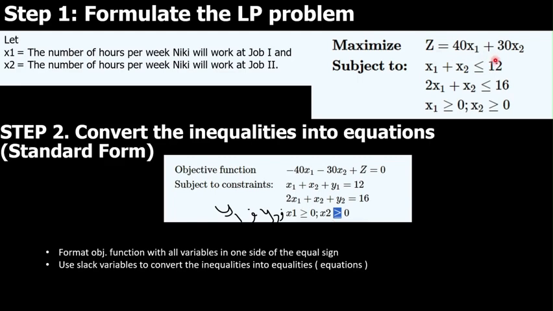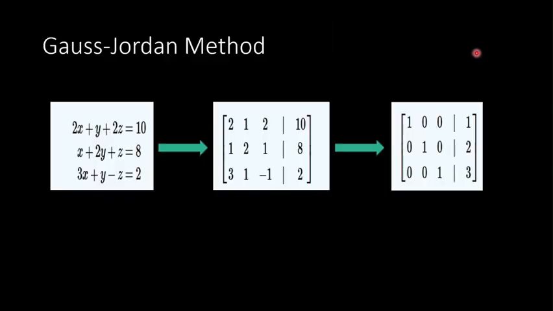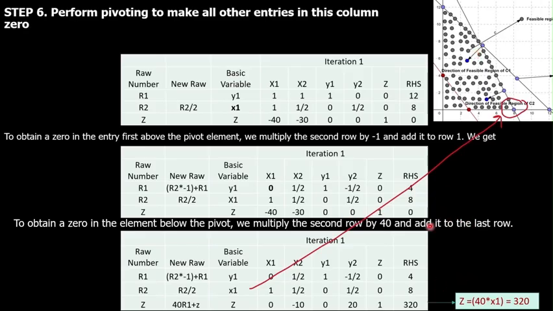To check if this is correct, we must plug these values in the equation of z, which is 40x1 plus 30x2. x2 is not in the basic variable set, so it's 0, and x1 equals 8. 40 by 8 is 320. This means that this table is correct. We need to check the optimality again.